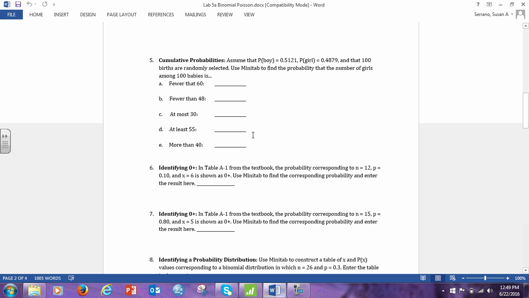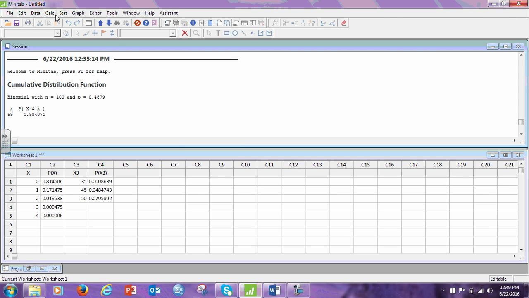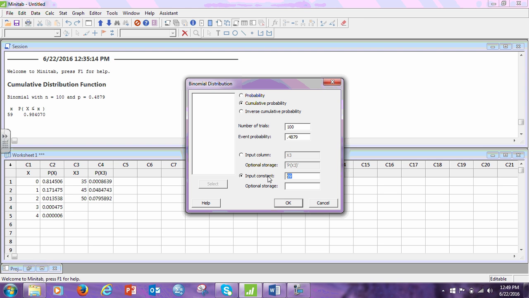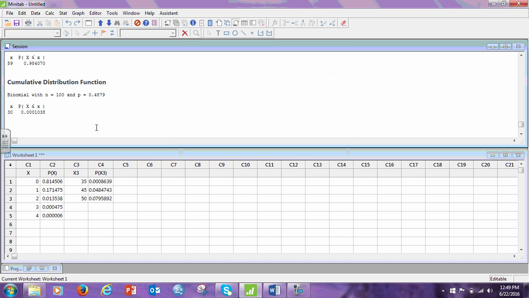Part B is the same as part A, right? Except we're changing it to, instead of fewer than 48, which means less than or equal to 47, at most 30 does include the 30. So in that case, I'm going to change it to calc, probability distributions, and binomial. But this time, I leave it 30. I don't change it to 29 because at most 30 does include 30. And that's the answer. All right.